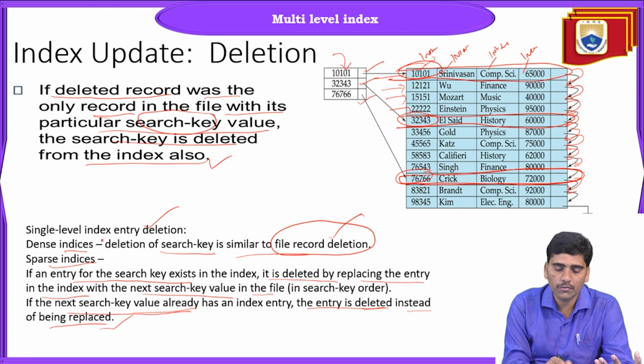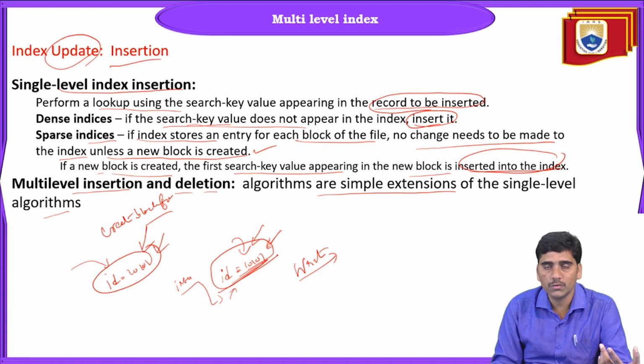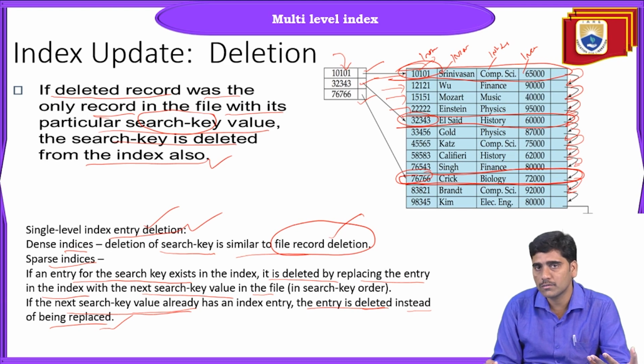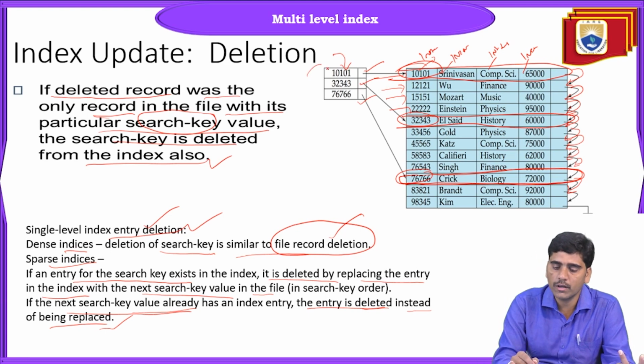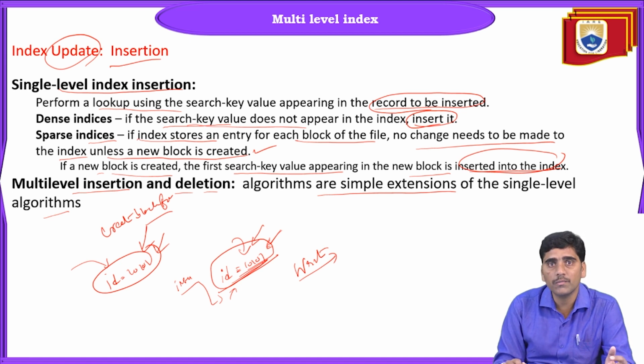So both single-level index entry deletion and multi-level index deletion will occur. That is index update on deletion. To delete the values, you can use the search key as a primary index and perform the delete operation. Similarly, index update on insertion works the same way. Based on the search key values you perform the insertion, and you can use single-level index insertion in dense indices as well as sparse indices.